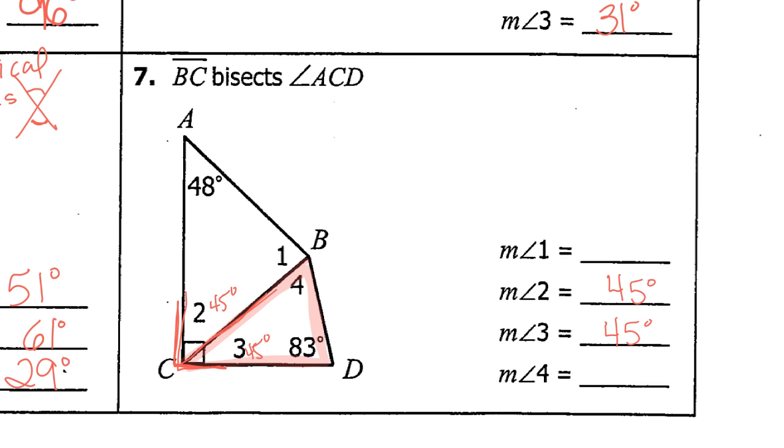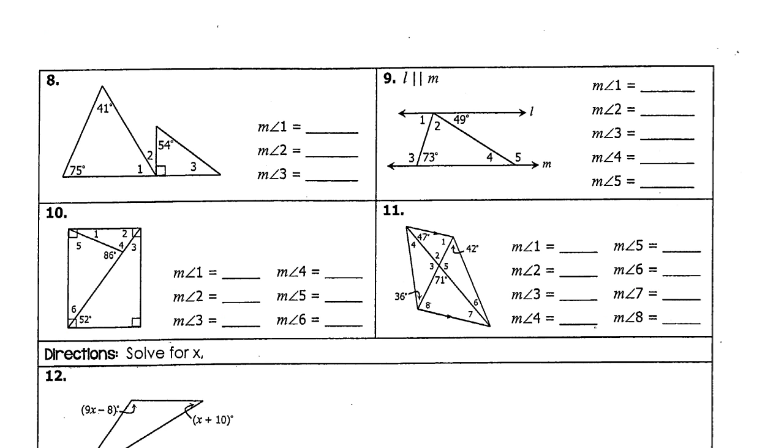Now I can find angle 4 because I have two of the angles. So 45 plus 83, take away from 180, and that gives you angle 4. You get 52 degrees. And same thing for angle 1. I have 48 degrees plus 45 degrees, subtract that from 180, and you get 87 degrees.